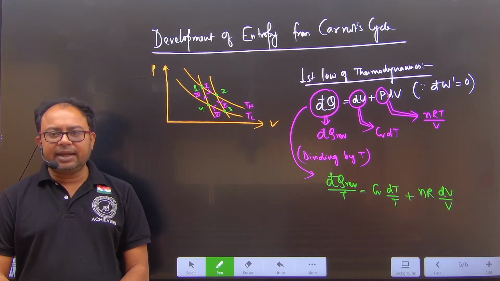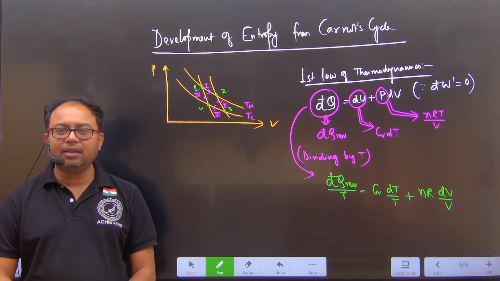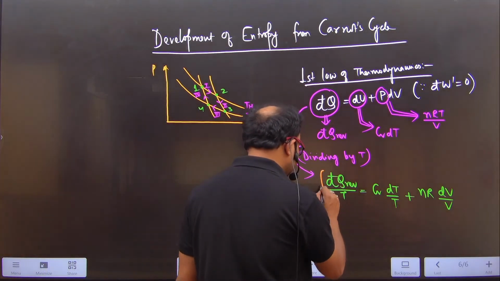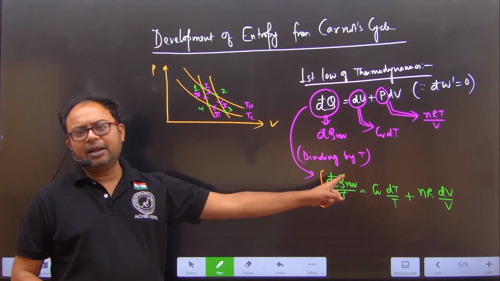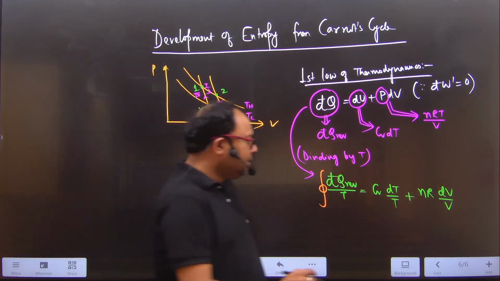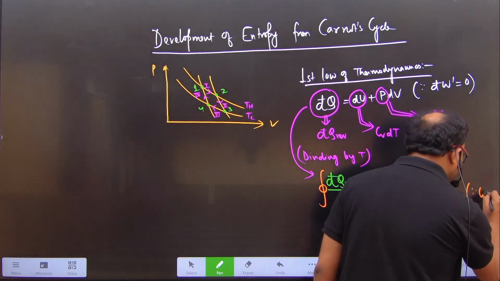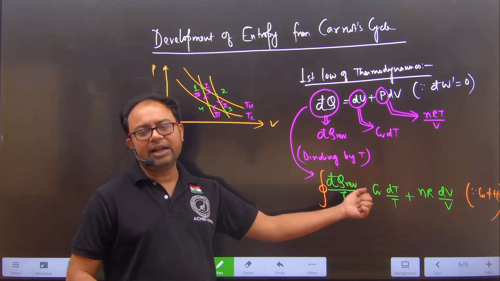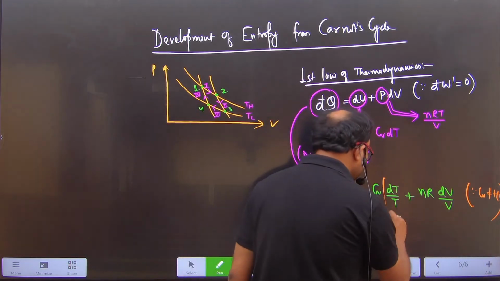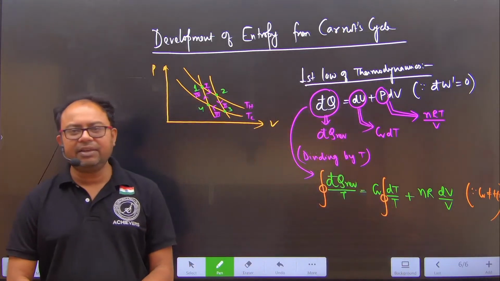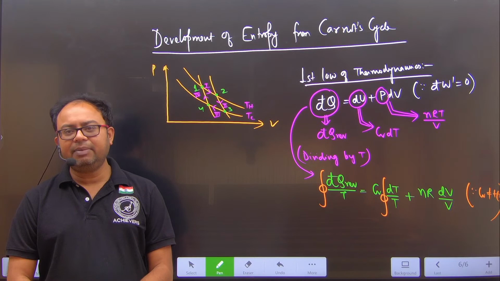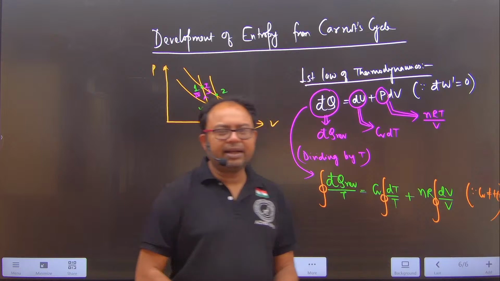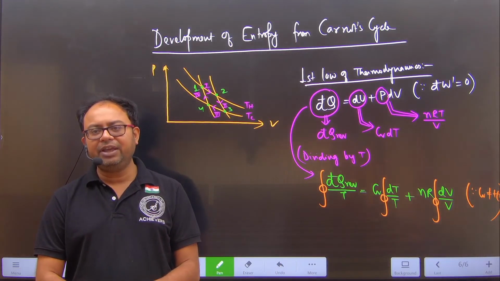Now let us integrate both sides over the entire cycle. Let us consider Cv to be independent of temperature. If Cv is independent of temperature, then this Cv can be dragged out of the integration. So I am getting Cv times the cyclic integral of dT by T. nR is again dragged out of the integral because it's a constant. So I am getting the cyclic integral of dV by V.